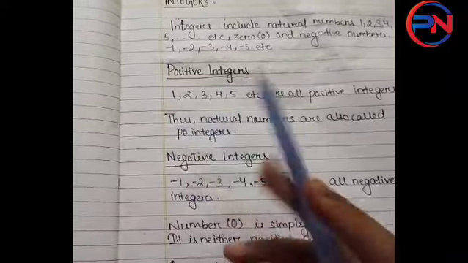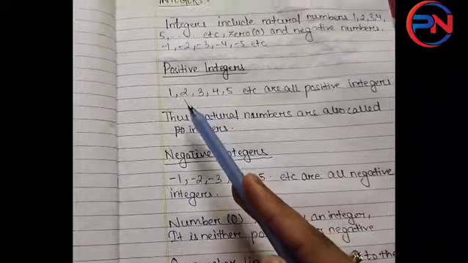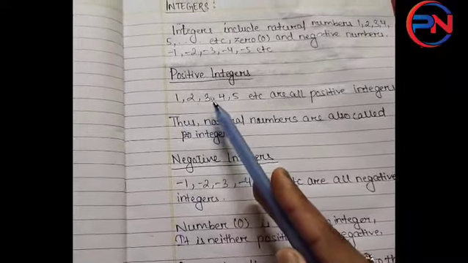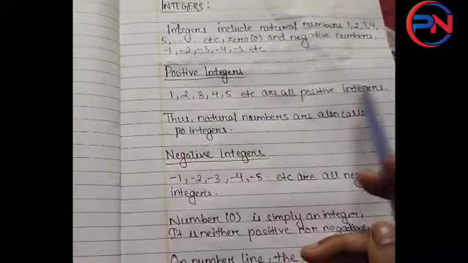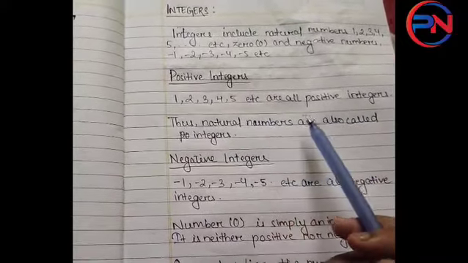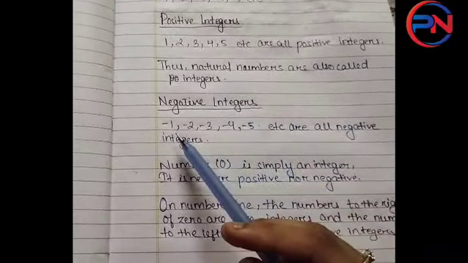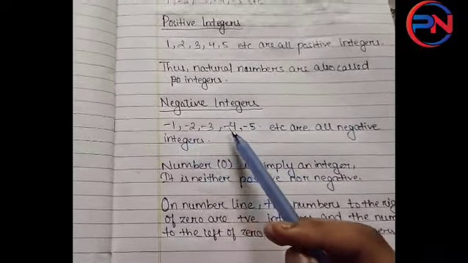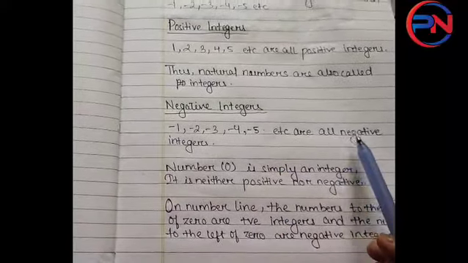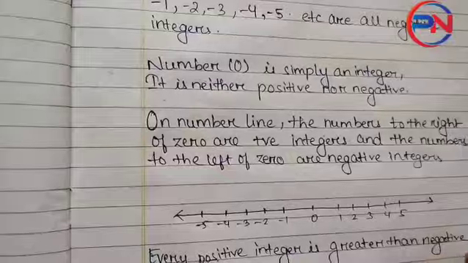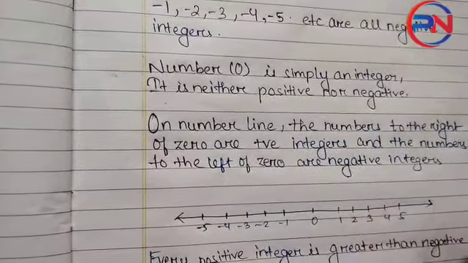Integers are divided into two parts, positive integers and negative integers. Positive integers are 1, 2, 3, 4, 5, etc. They are all positive integers. Thus, natural numbers are also called positive integers. Negative integers are minus 1, minus 2, minus 3, minus 4, minus 5, etc. They are all negative integers. Number 0 is simply an integer. It is neither positive nor negative.